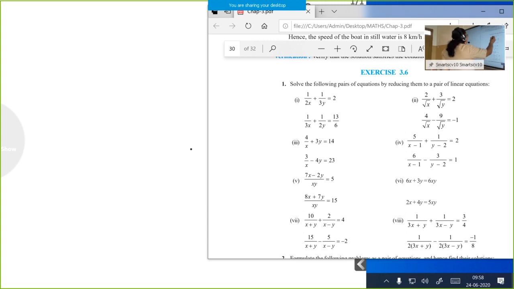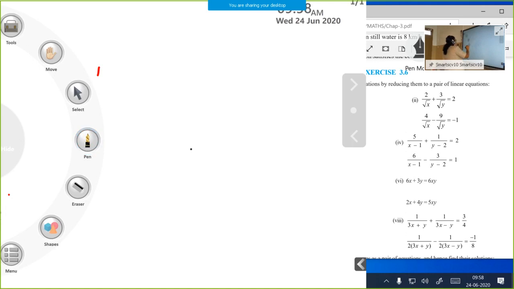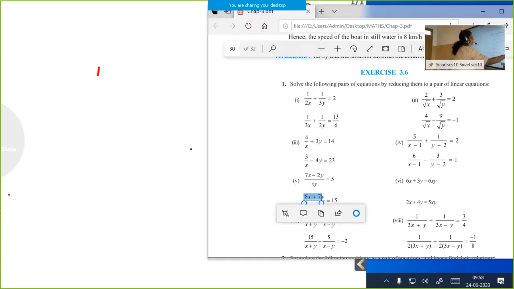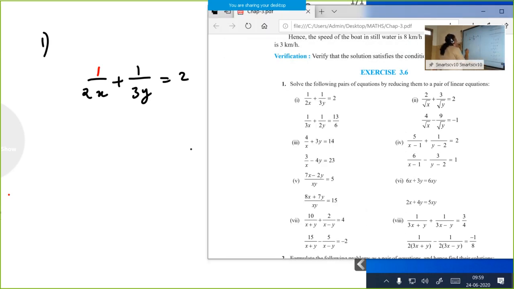Our first question: 1 by 2x plus 1 by 3y is equal to 2, and 1 by 3x plus 1 by 2y is equal to 13 by 6. That is our first question.